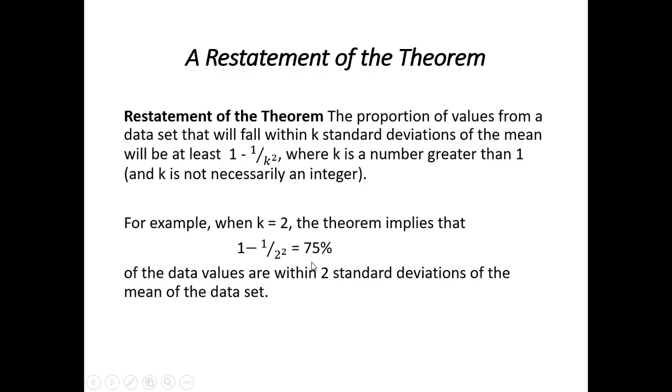So notice this is a significant difference from a normal distribution. With the empirical rule of the normal distribution, we knew that 95% of the data was within 2 standard deviations. But here we're saying we know that at least 75% of the data is within 2 standard deviations. And this is true for any probability distribution.